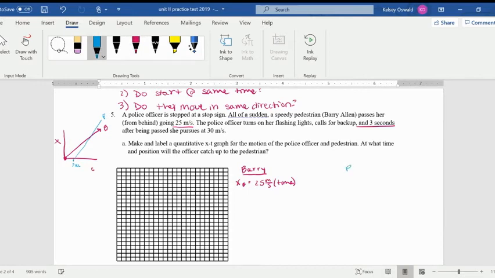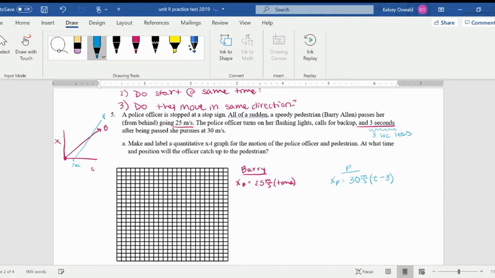Looking at the police officer then, her velocity is 30 meters per second, so that'll be our slope. Again, since they're moving in the same direction, they're both going to have a positive slope. However, we can't just multiply her by time. We need to look and see how long she's moving. And we can see that the police officer is moving for 3 seconds less than Barry. So instead of just multiplying it by time, we would do time minus 3 because she's moving 3 seconds less.